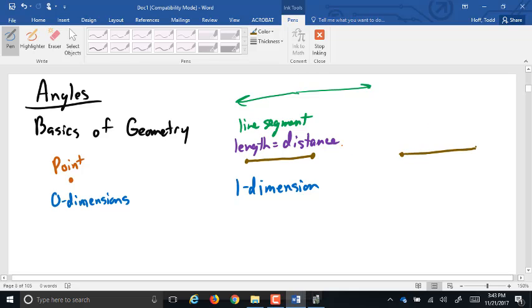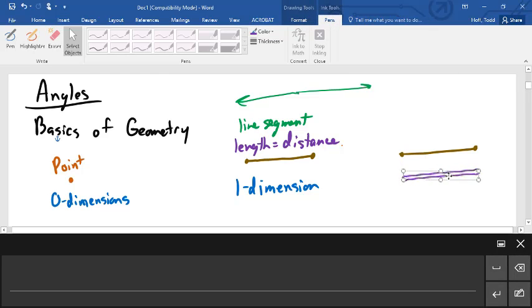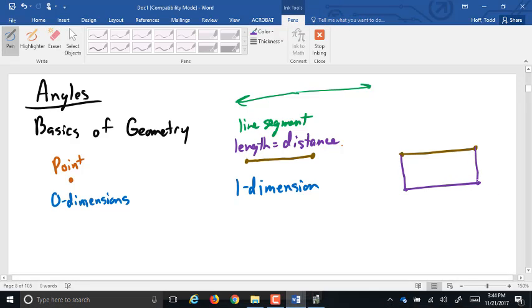Now from there, I can take that line segment and I can move it in a second direction at a right angle to the first one. If you're thinking about dragging a stick across the sand, it traces out a rectangle. I can create an area. This is 2 dimensions, because we've moved in 2 directions. We are going to come back and talk a lot more about areas in the next couple of weeks.